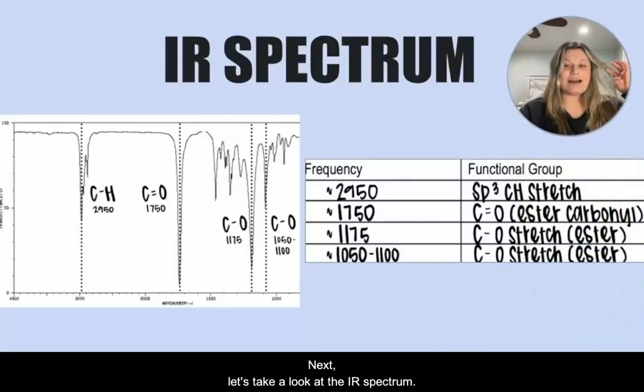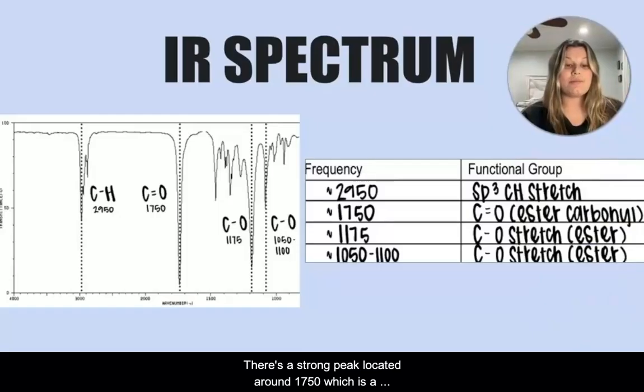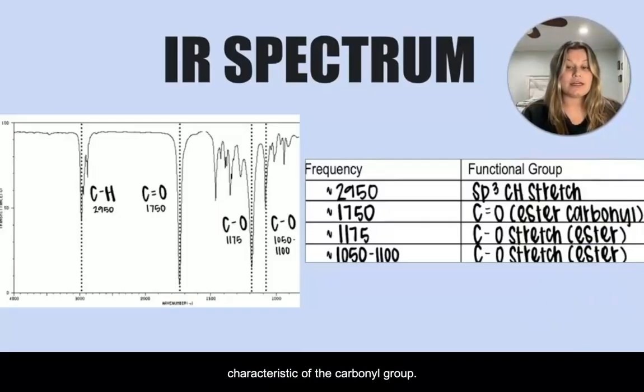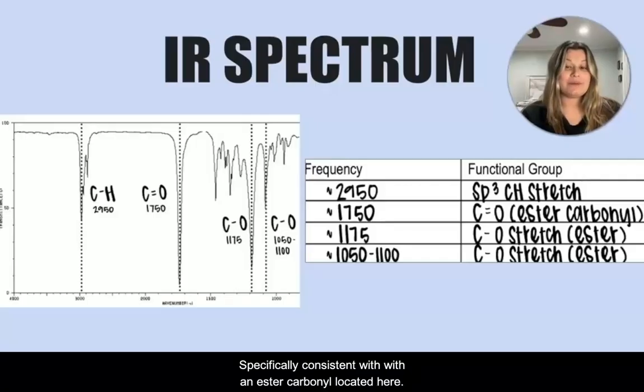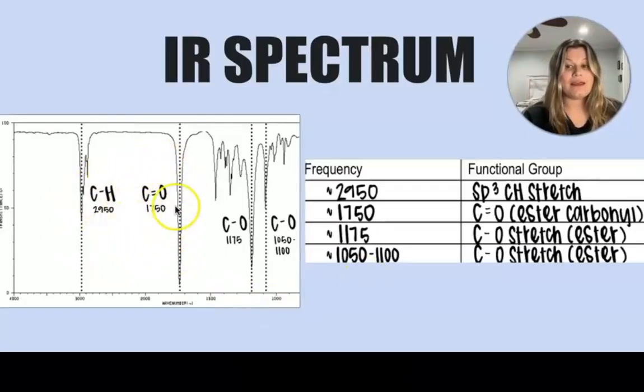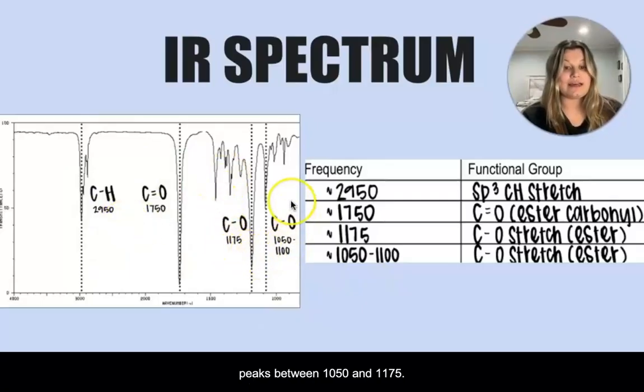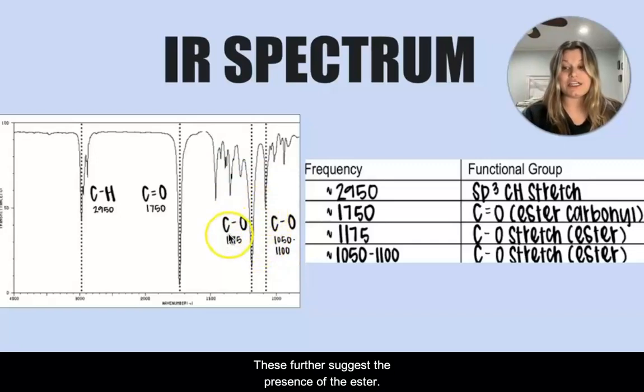Next, let's take a look at the IR spectrum. There's a strong peak located around 1750, which is characteristic of the carbonyl group, specifically consistent with an ester carbonyl, located here. Next, there are some strong C-O peaks between 1050 and 1175. These further suggest the presence of the ester.